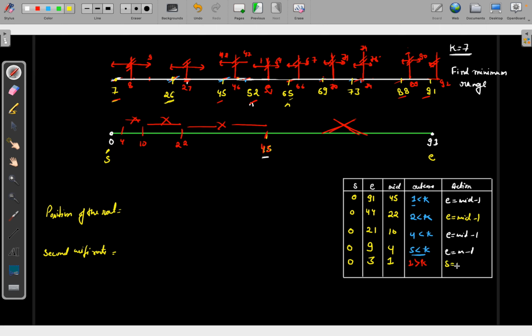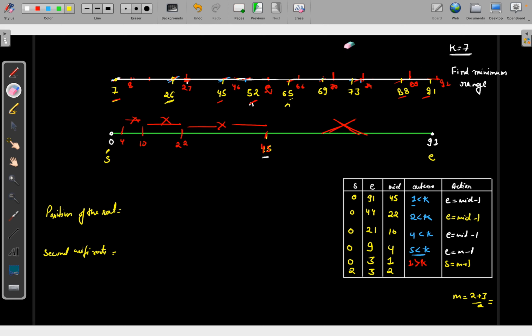So what I will do, I will say s is equal to mid plus 1. So what was my mid? 1. So it will be 2. This will be 3. So now what will be the mid? Mid will be s plus e by 2, 2 plus 3 by 2, so that will be 5 by 2. Can I say 2 now? And I will check with 2 now. Okay, so now let's check it with 2.